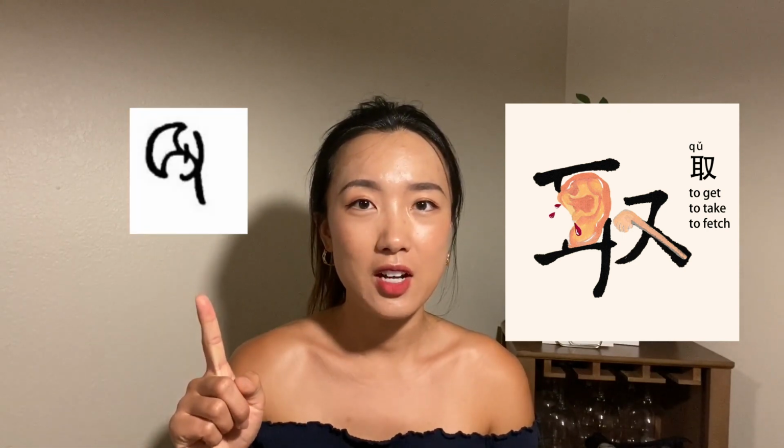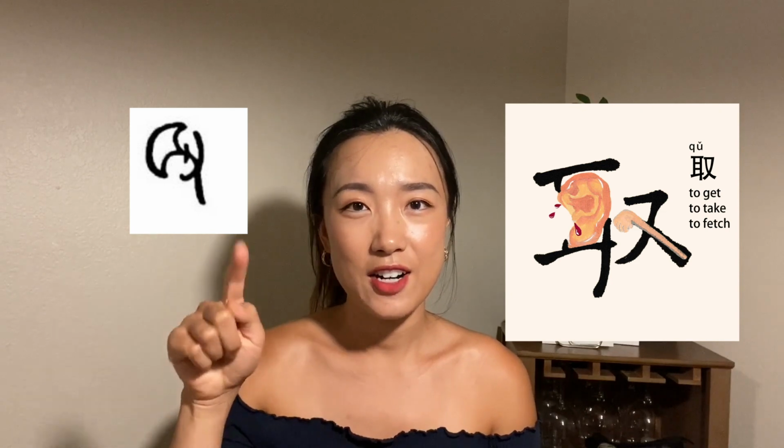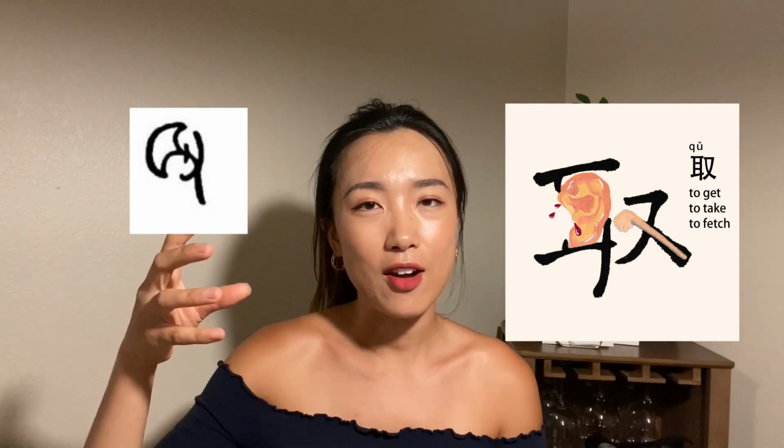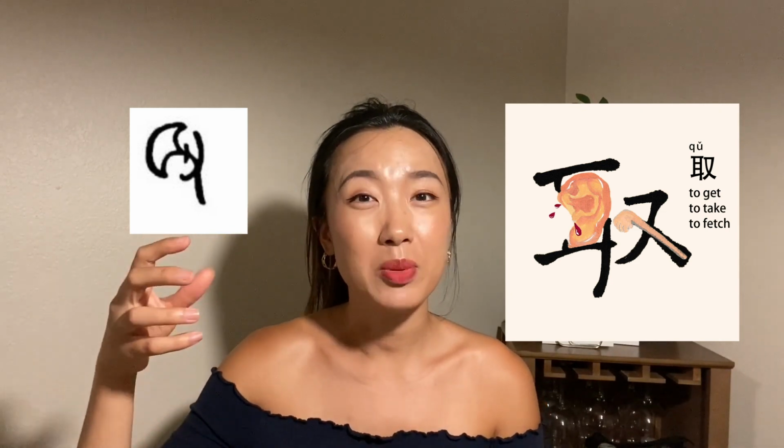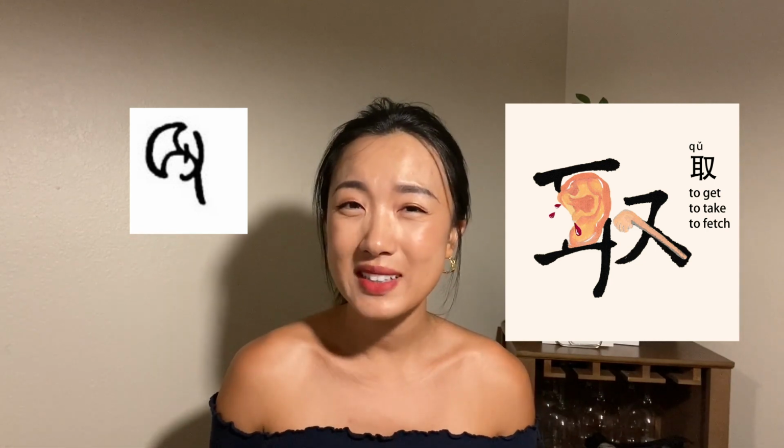The second character, 取, meaning to get, to take, to fetch. By looking at its original form here, we can see it's an ear on the left and a hand on the right, getting this bleeding ear. So what does that mean?